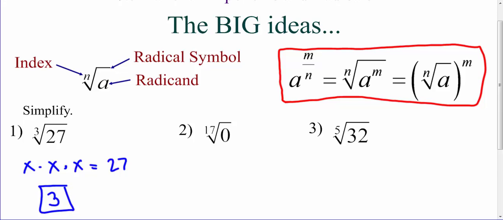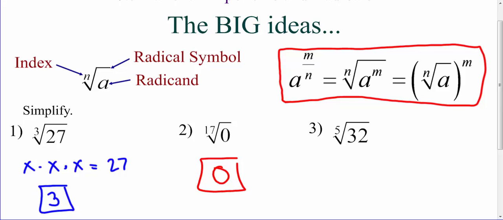All right, number 2 is kind of a weird question in my opinion. What's the 17th root of 0? Well, what number times itself 17 times equals 0? There's only one possible answer there. That would be 0 times 0 times 0 dot dot dot times 0.